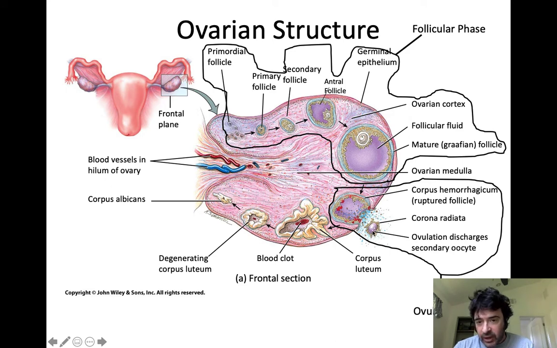So here we have our secondary oocyte, which is a mature ovum or egg that's ready for fertilization. And the remaining granulosa cells that cling on to this as it's expelled are called the cells of the corona radiata. The remaining cells of the ruptured follicle form something called the corpus hemorrhagiosum, because essentially you've had a break open here, or a hemorrhage here, and it's the hemorrhaging body.